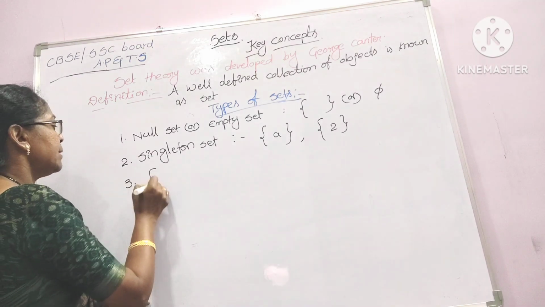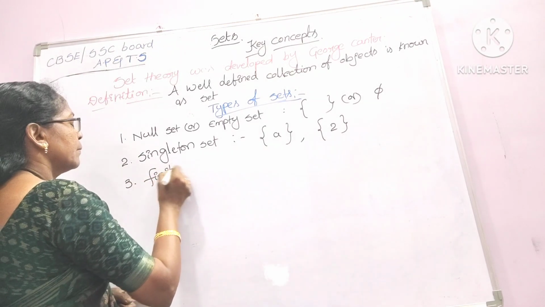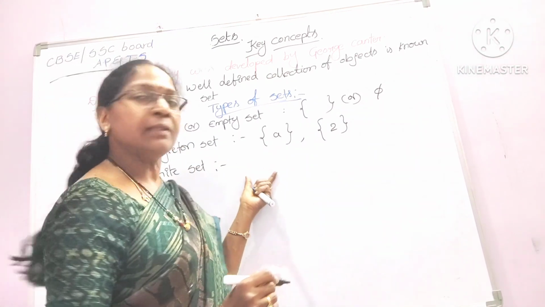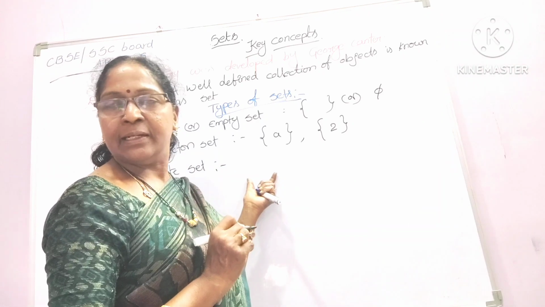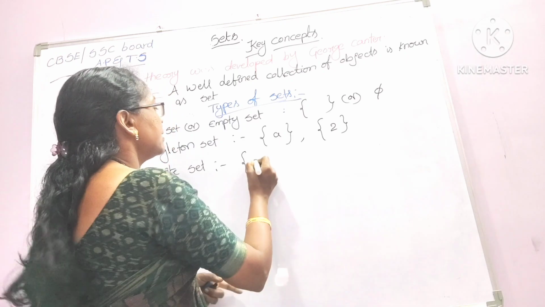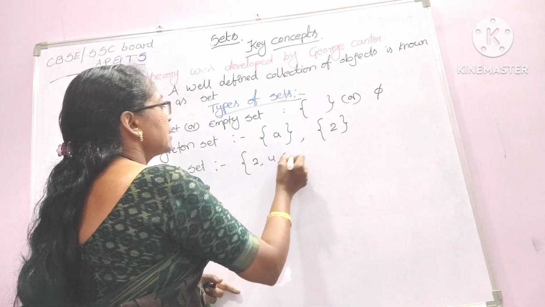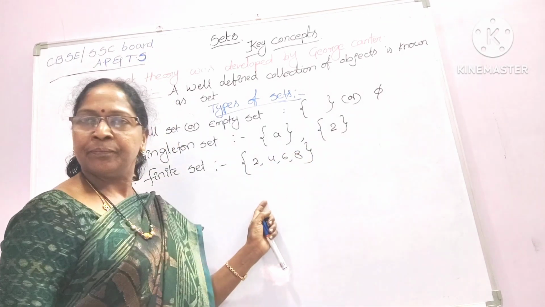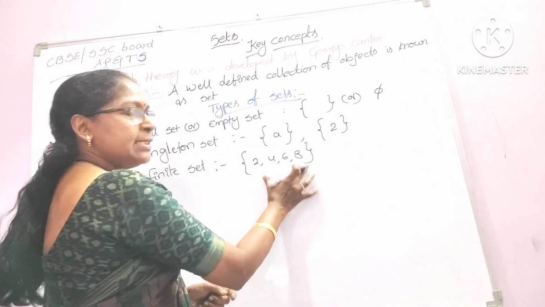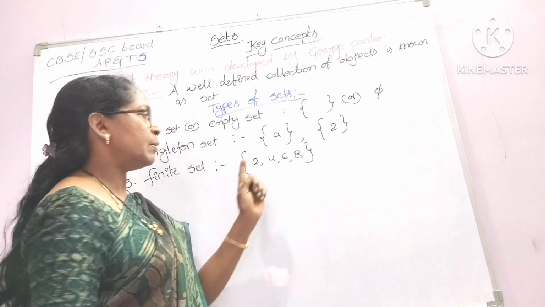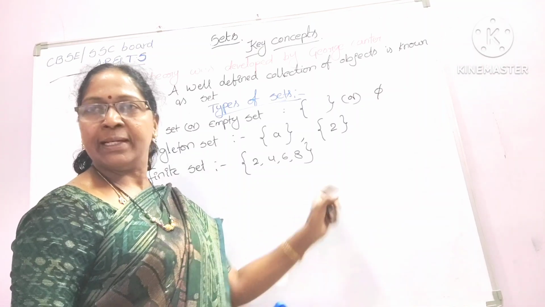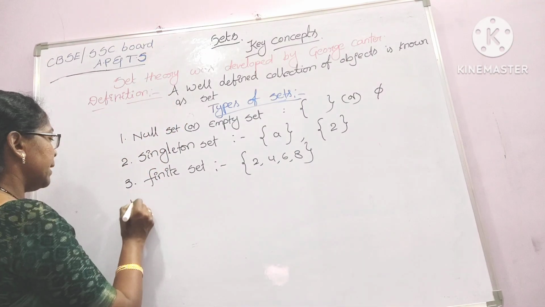Next one, finite set. A finite set means a set consisting of a countable number of elements. Suppose here even numbers less than 10. For example, 2, 4, 6, 8. Like this is a finite set. Here you can count the number of elements: 1, 2, 3, 4. These are a countable number of elements in the set, so we call it a finite set. Next one is infinite set.